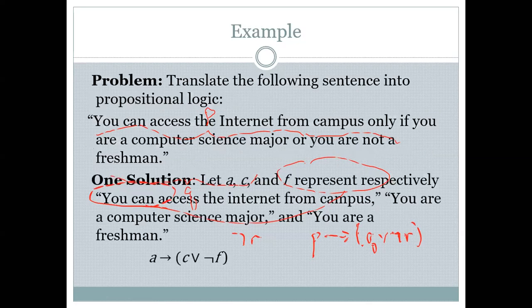Do you see that? There's one solution right there. I used different letters: A implies C or not F, because A was access, C was computer science, and F was freshman. You don't have to use P, Q, and R necessarily. So I'm going to stop there.